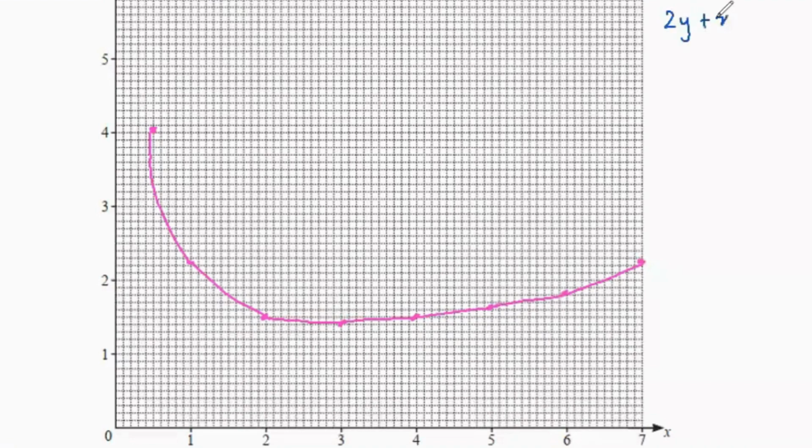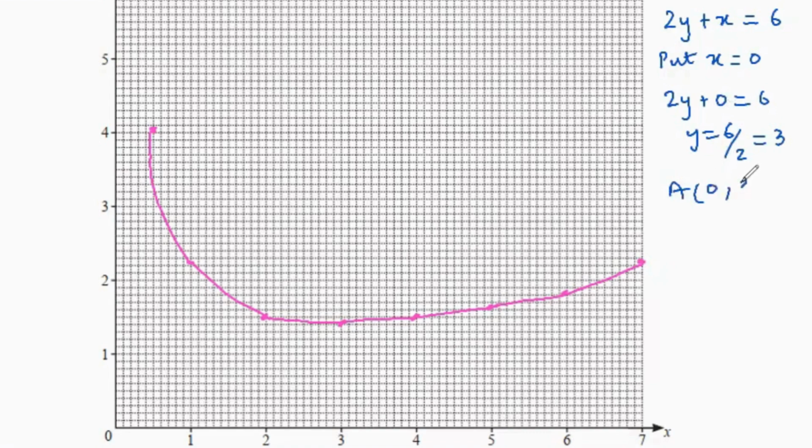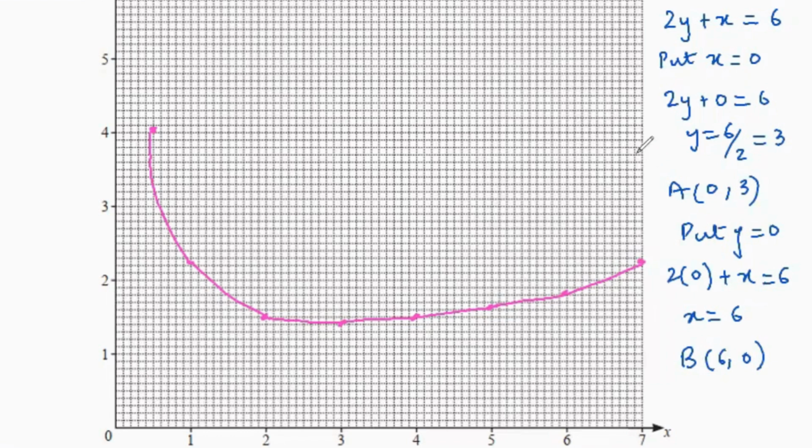On the grid, draw the graph of 2y plus x equals 6. Put x equals 0 first, and that's going to give us 2y plus 0 equals 6, and y is going to be 6 divided by 2, which is 3. So one point we have over here is 0, 3. Then we put y equals 0. That's going to be 2 times 0 plus x equals 6, which gives us x equals 6. So another point is going to be 6, 0. So let's plot these 2 points.